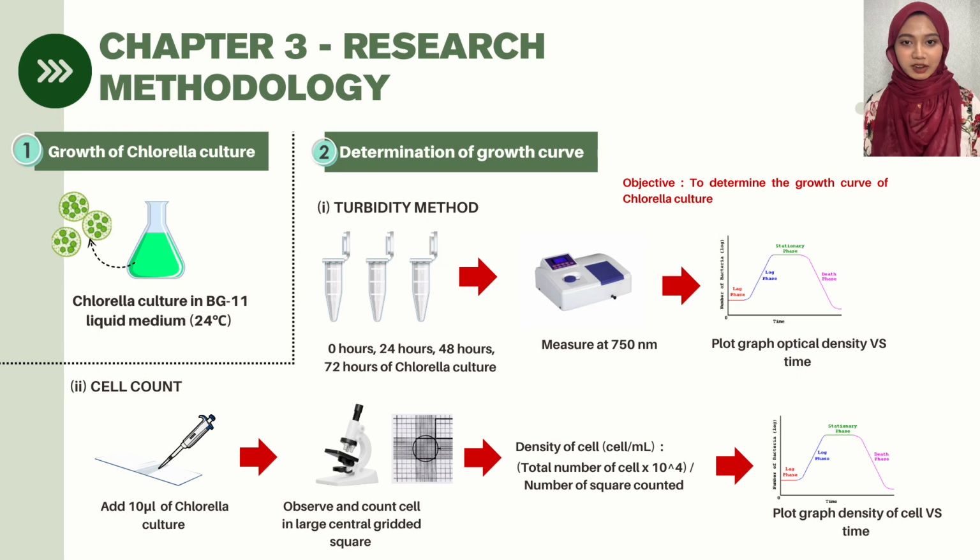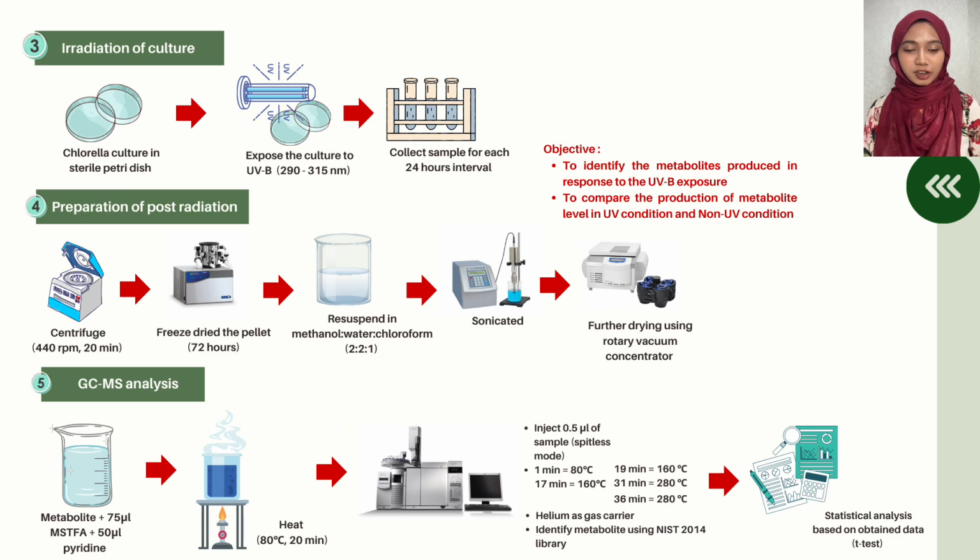The second method is direct microscopic cell counting using a hemocytometer. A small sample is placed on the chamber and the cells are counted under a microscope. The cell density is calculated and the data is plotted to generate the growth curve, which helps identify the stationary phase for UVB exposure. For the irradiation of Chlorella, culture from the stationary phase is transferred into a petri dish and exposed to UVB radiation using a UVB lamp. Samples are collected every 24 hours to monitor changes over time. For comparison, another set of culture is kept under normal conditions without UVB exposure and also collected at the same intervals.